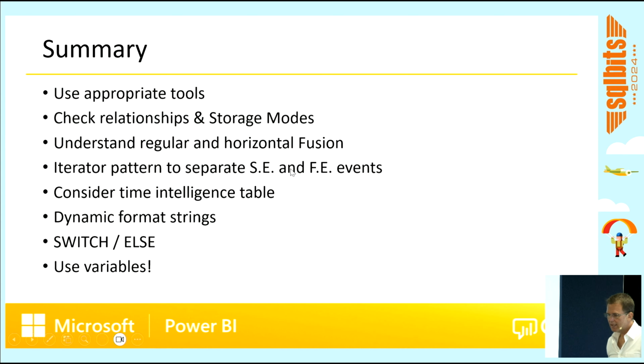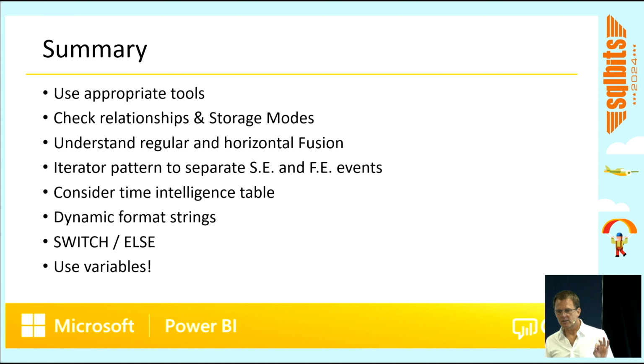So in summary, what are your takeaways? And I really don't expect you to remember all this. If anything, it's just letting you know that if you do need to do optimization, there are extra things that you can get into, there are extra dials, and just be aware that you can improve it. Definitely check your relationships and storage modes, make sure you're using few data islands. Just hopefully you do understand what this term regular and horizontal fusion are. The iterator pattern, it's ugly, but it works.